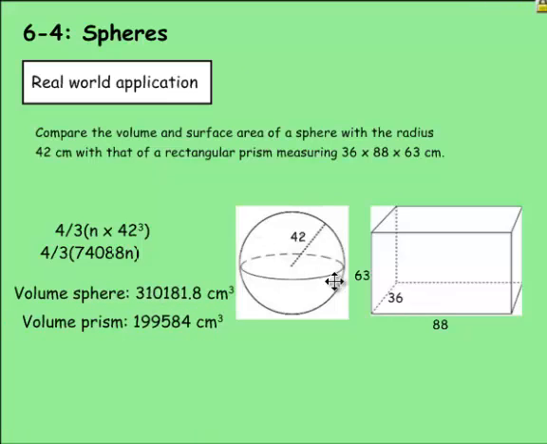So we see the sphere actually has more volume. Many people don't expect that because of the 42 here. They see that's the smaller number. But remember, a radius is actually only half all the way across. So the diameter is actually 86, if that helps.